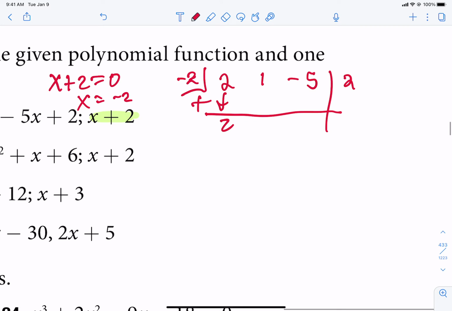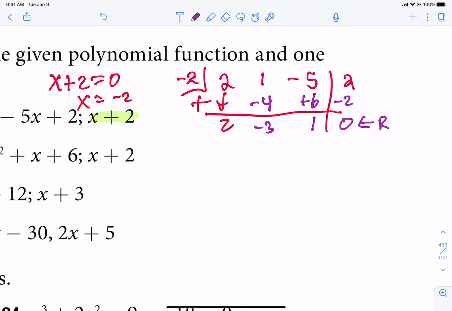Okay. Now that we've set up our division box, let's do the division. Multiply, write it down, add them up. Multiply, write it down, add them up. No, that would be a plus 6. Multiply, write it down, add them up. You should get a remainder of 0 because of the fact they have told you that is a factor that works. Now, what do we know so far?